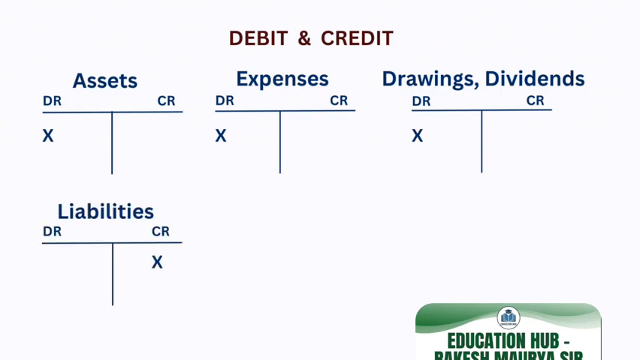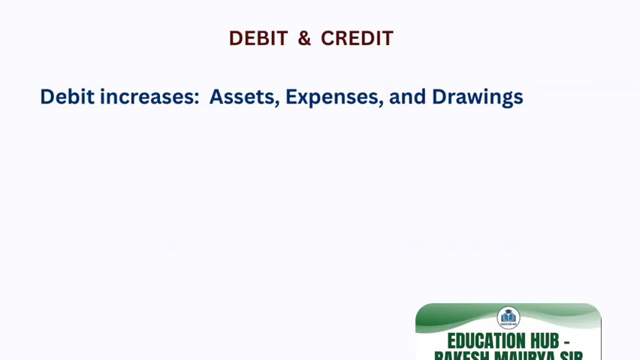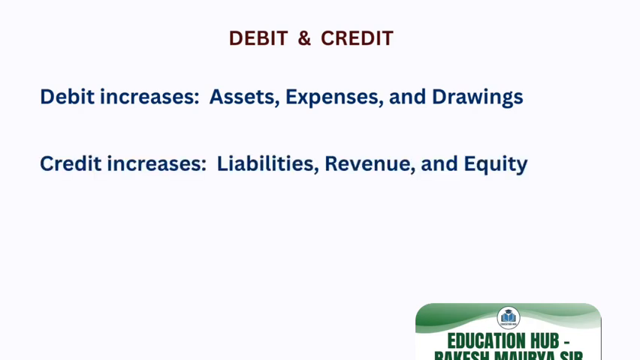On the other hand, liabilities increase with credits. So if the business takes a loan or owes more money, we record a credit. Revenue increases with credits. When the business earns money from sales or services, revenue goes up with a credit. Equity also increases with credits because it represents the owner's claim in the business. A simple way to remember this is debit increases: assets, expenses, and drawings. Credit increases: liabilities, revenue, and equity.